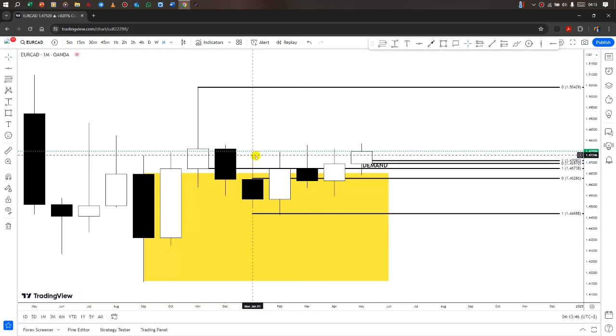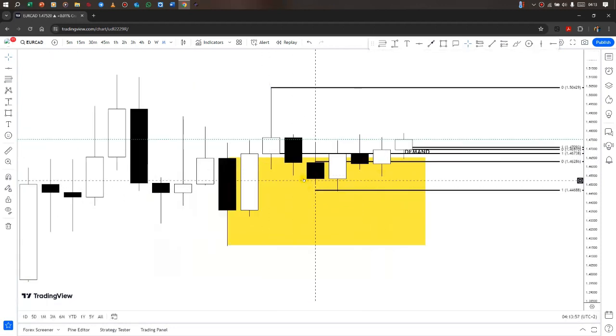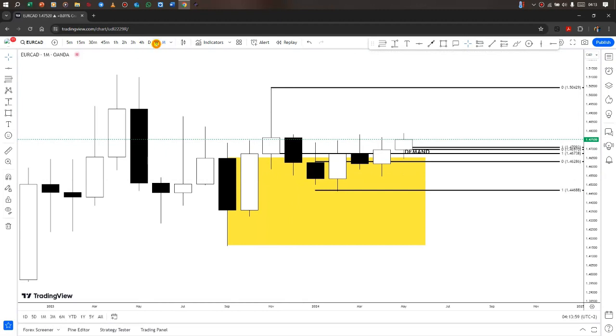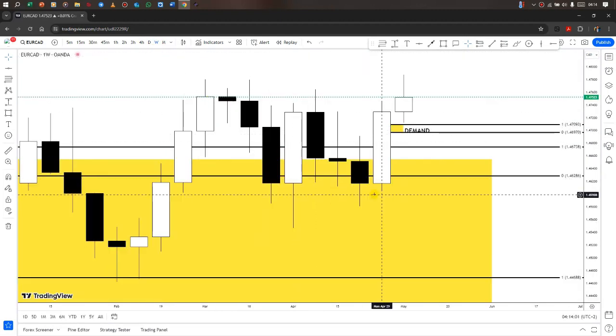Like I said, price spent too much time here. As you can see, this was our first reaction, second reaction, third reaction, fourth, and so on. But for now, we will say that EURCAD is bullish. Let us go to our weekly time frame and check.